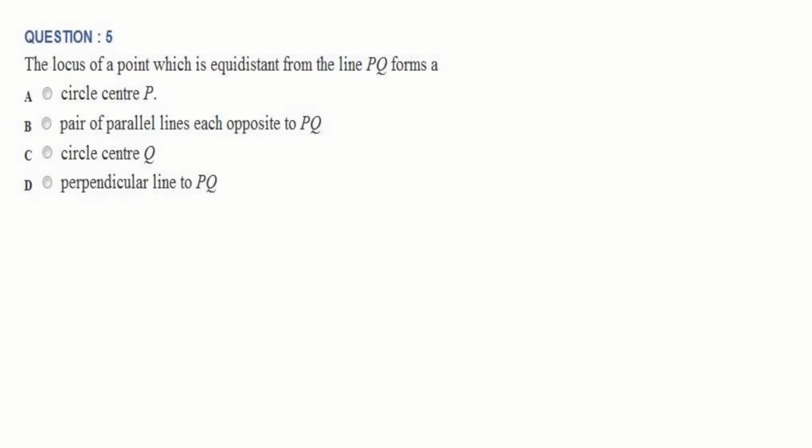Let's analyze this question. If you have a line PQ, this is P, Q. So the locus of a point which is equidistant from this line can occur in two places, at the upper side and or the lower side. So let's pick a point. Let's say this is the locus of a point, and this locus of one point.